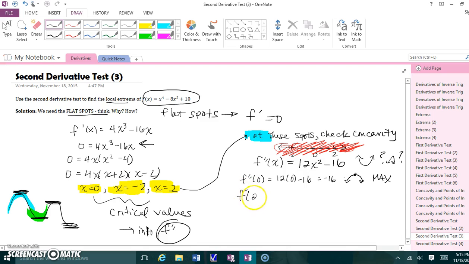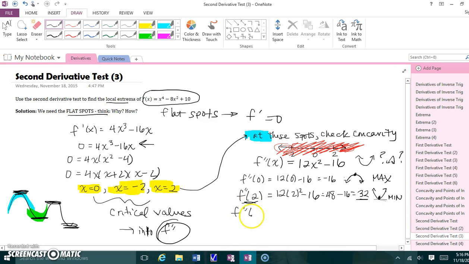Now let's try the next one. The second derivative at 2. I'm not really doing these in any order, I'm just plugging them in. That will be 12 times 2 squared minus 16. 2 squared is 4. 4 times 12 is 48 minus 16. I'm getting 32. 32 is positive. So my second derivative is positive. What does that mean again? It means it's concave up. If we have a graph that is concave up at a flat spot, there's a minimum at that flat spot.